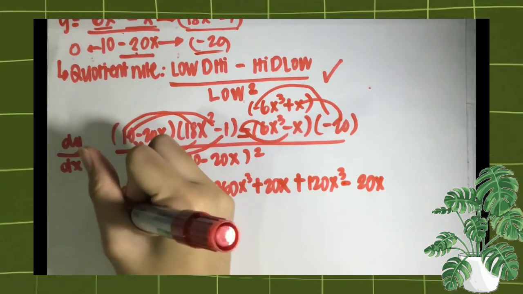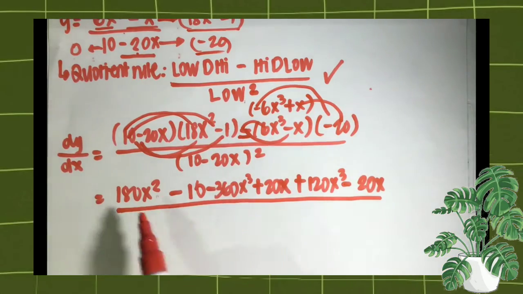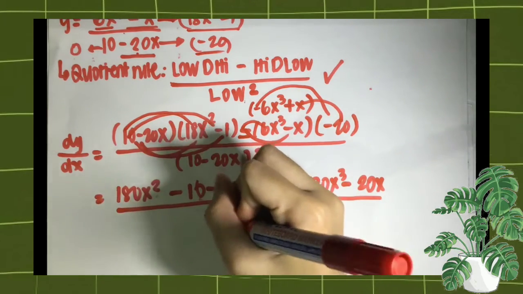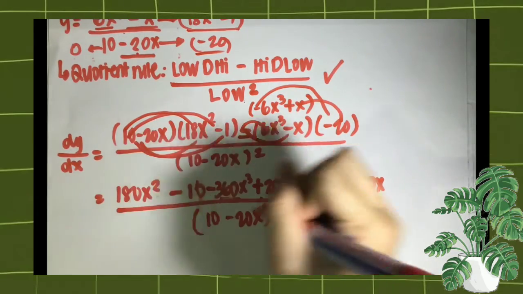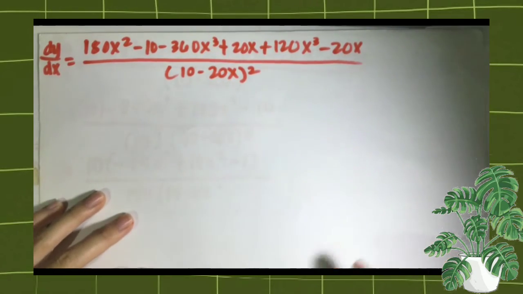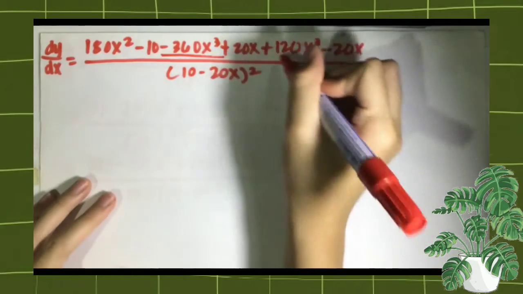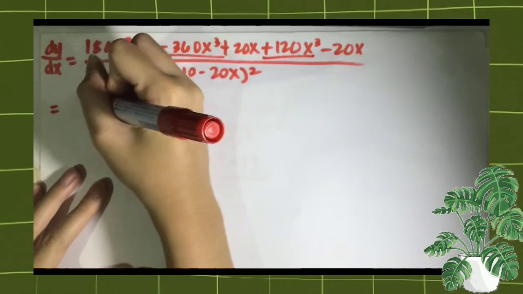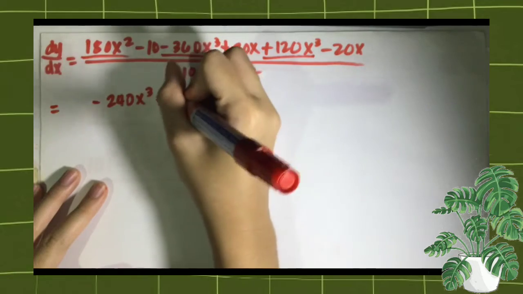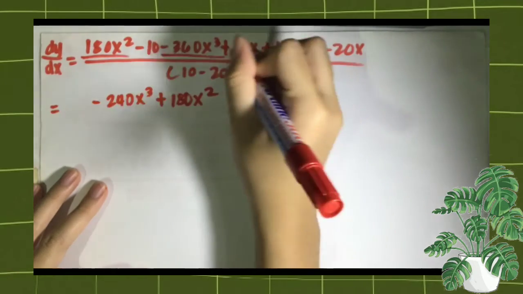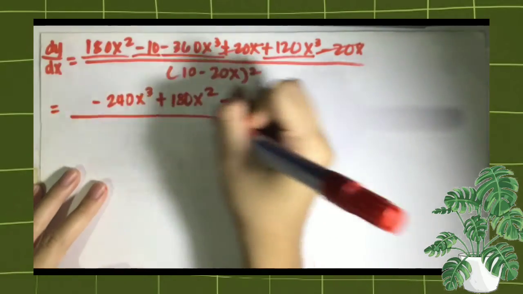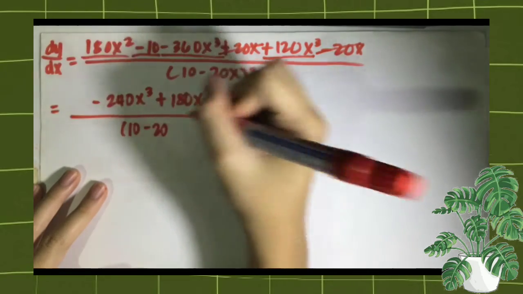All in all, we have 180x squared minus 10 minus 360x cubed plus 20x plus 120x cubed minus 20x over the square of the quantity 10 minus 20x. Next, we combine common terms. Negative 360x cubed plus 120x cubed is equal to negative 240x cubed, plus 180x squared. Cancel out 20x and negative 20x, leaving us with negative 10, all over the quantity 10 minus 20x squared.